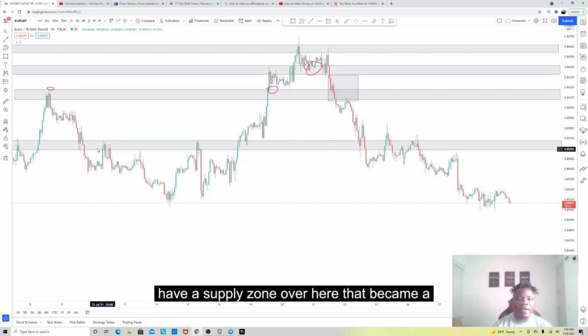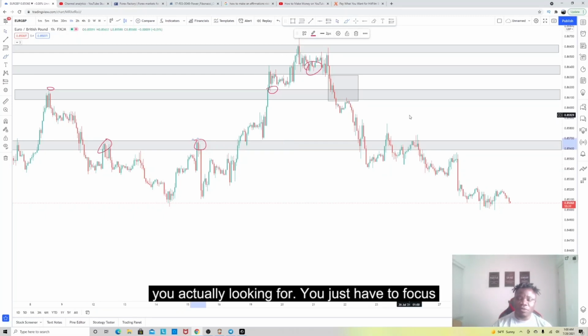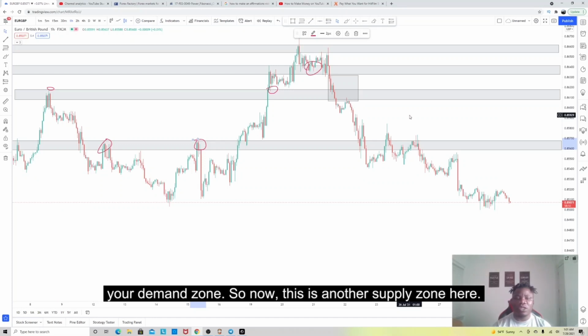Right here we have a supply zone over here that became a demand zone right here to the right hand side. We have a supply zone here to the left hand side that became a demand zone right here to the right hand side. We can see we have the touches here, we got the touches here. So that's what you're actually looking for. You just have to focus on the rejections where you have the multiple touches, either for your supply zone or for your demand zone. So this is another supply zone here, but over here it became a demand zone.